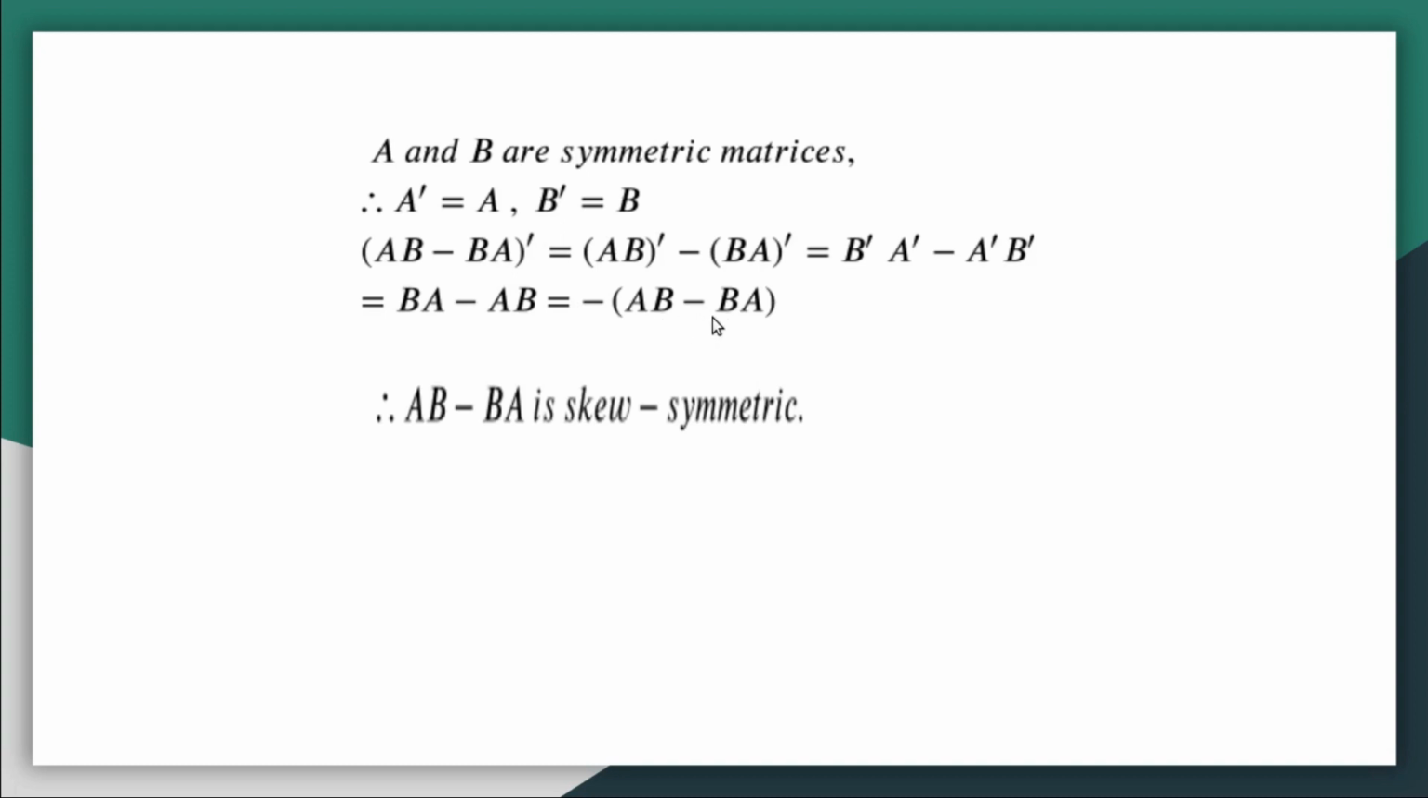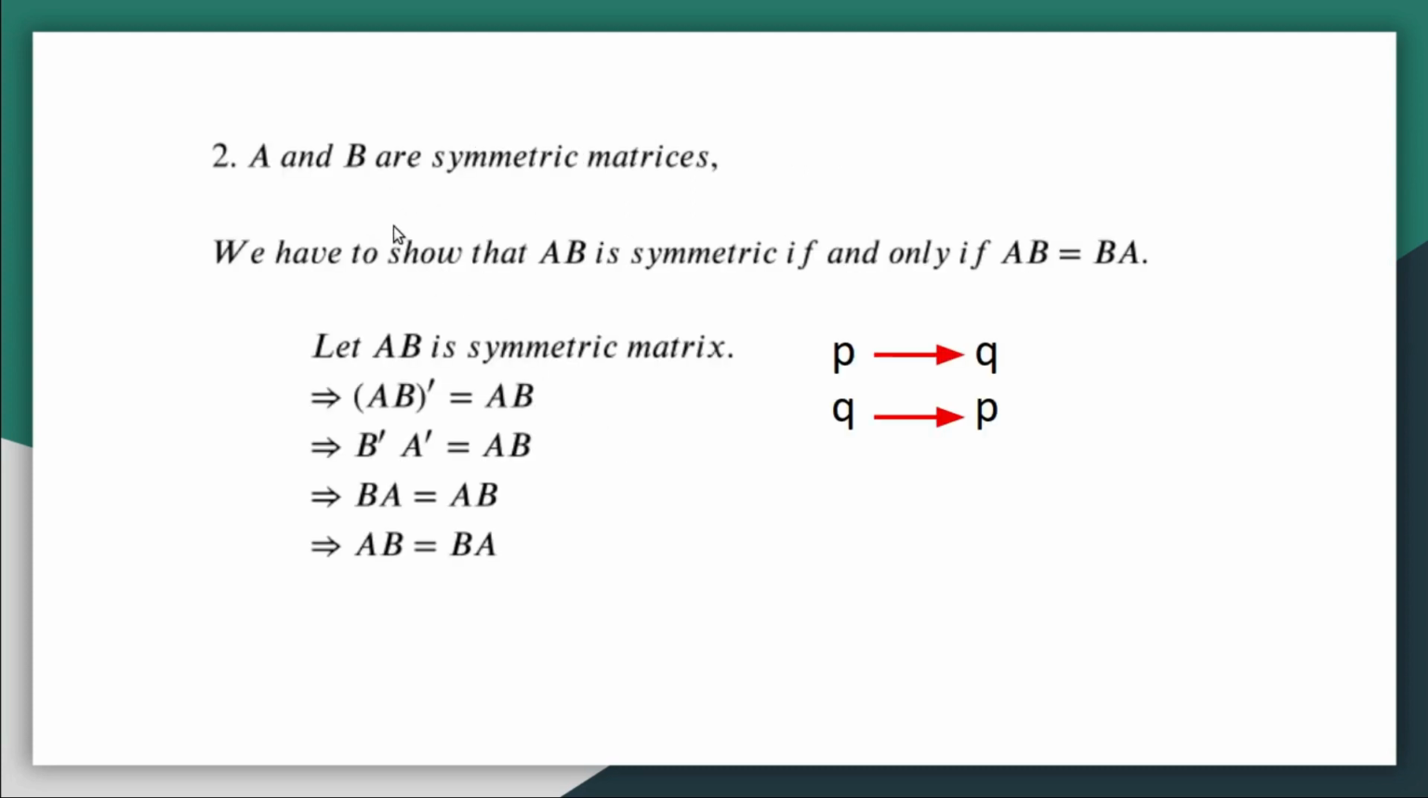So AB minus BA is a skew symmetric matrix. A matrix is said to be skew symmetric if A transpose equals minus A. Here we have (AB minus BA) transpose equal to minus of (AB minus BA). So AB minus BA is a skew symmetric matrix.